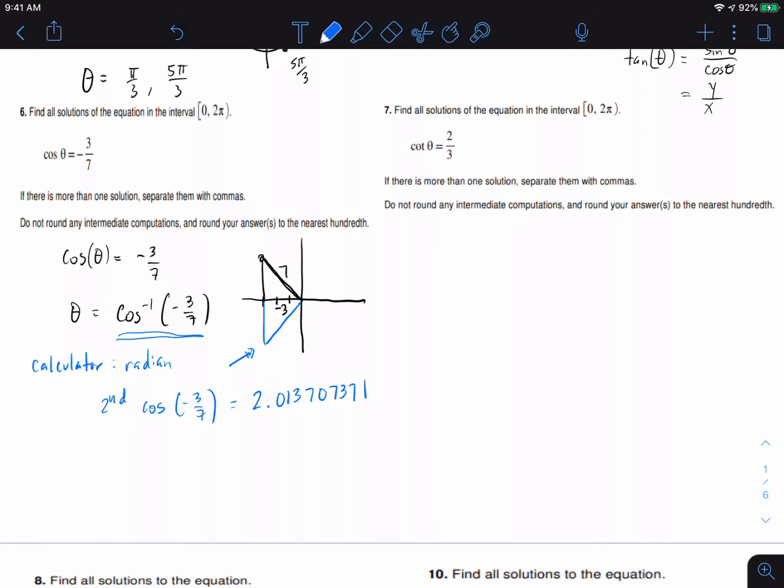TI-10. Okay, make sure that you get your calculator to be in radian, or else you will get an error, because right now you're in degrees. Maybe look that up on YouTube to be able to find that. Or if you need my help, I can try to help you find that later. Okay, so this is one of the answers.